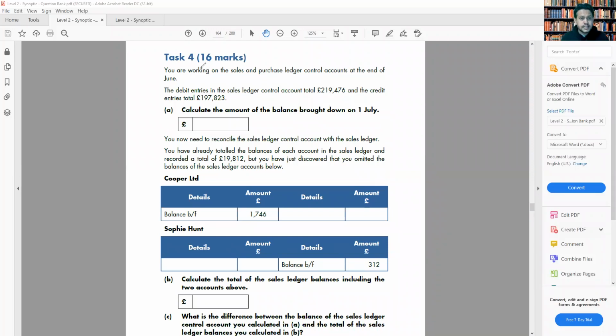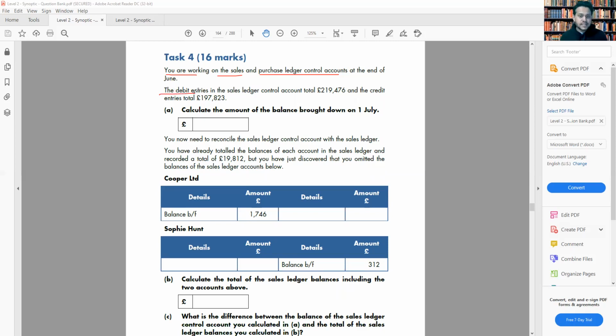So we can see here, it says you are working on the sales and the purchase ledger control account at the end of June. So I'm working on the sales and purchase ledger control accounts. That means these are general ledger accounts. The sales ledger and the purchase ledger control account is the total balance, so all the credit customers or all the credit suppliers are here.